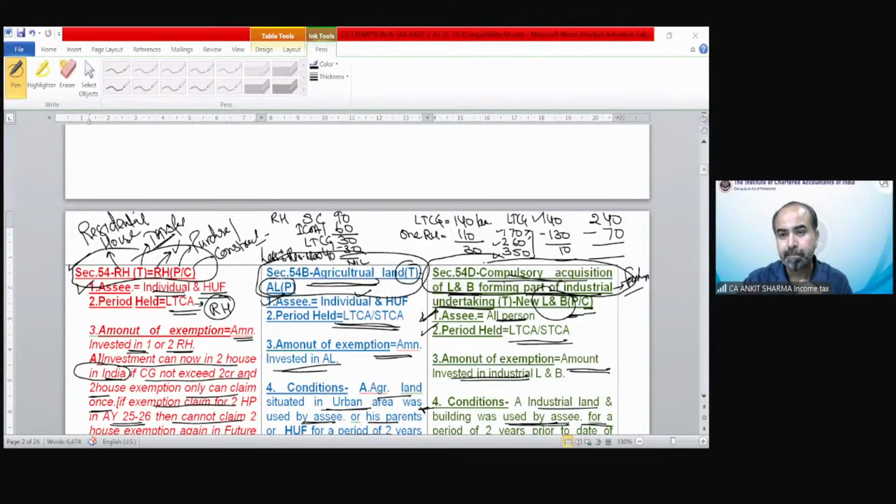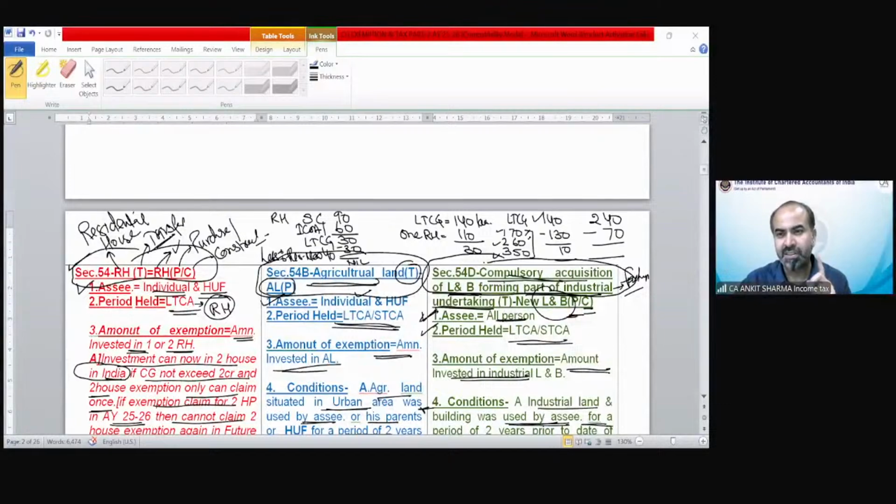Anyone else? Is 2 crore the maximum? No, the 2 crore maximum is under section 54 only. 54B and 54D have no monetary limit. It could be more than 10 crore also. Only section 54 has that 2 crore and 10 crore limit. 54B and 54D do not have that kind of restriction.